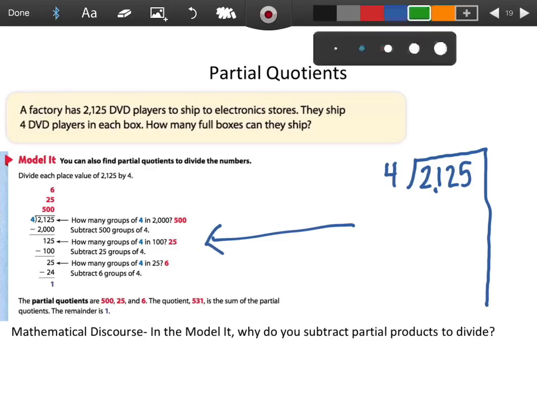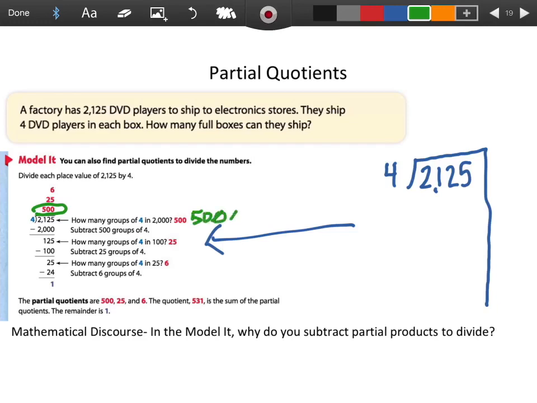Remember, I was able to pack 500 boxes of 4 DVD players, and 500 times 4 gave me 2,000. So I'm going to take that out. 2,125 minus 2,000 leaves me with 125 DVD players left to pack.